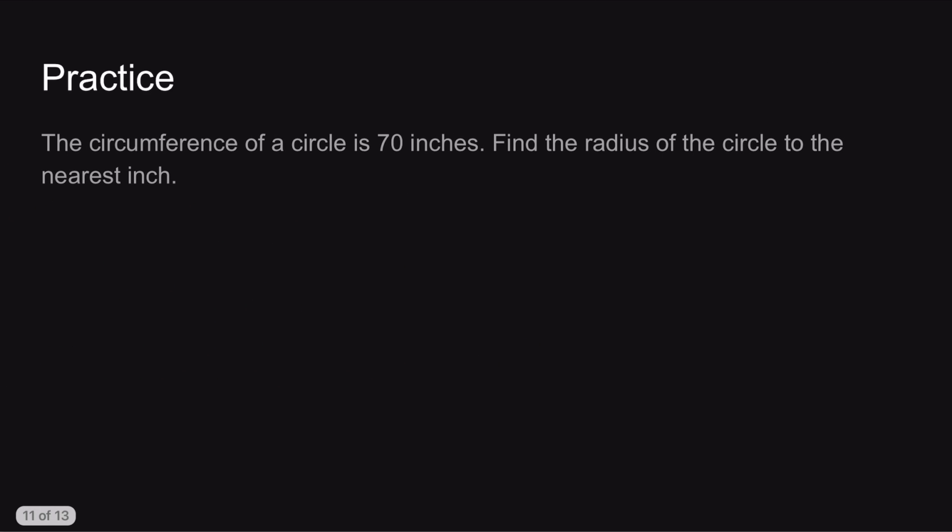Go ahead and try that on your own. Same problem, although it looks like it didn't ask for diameter, it just asked for radius. So if that's the case, we can kind of skip a little bit and do circumference is 2 pi r. You know circumference is 70. Try and solve the rest on your own. I'll give you a second to do that. Go ahead and pause.